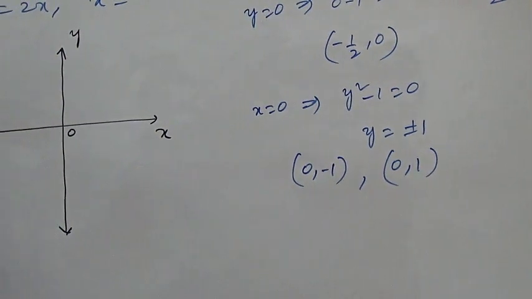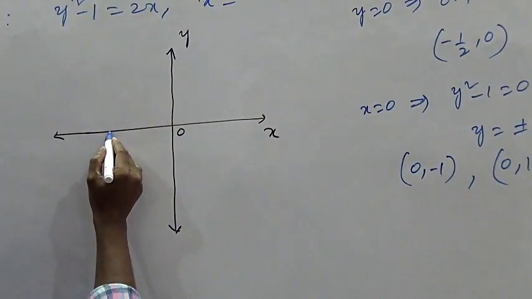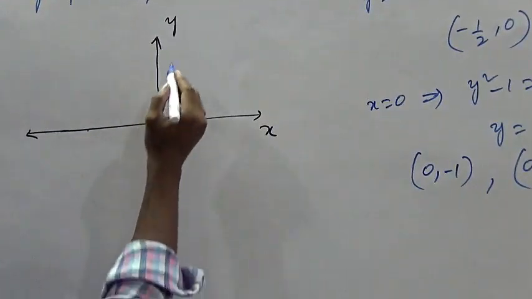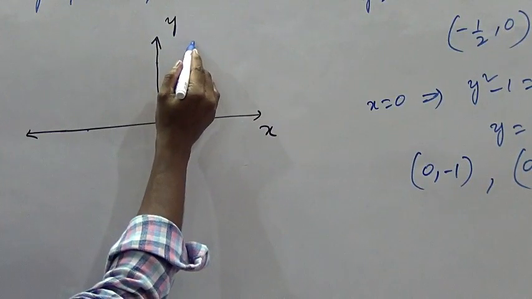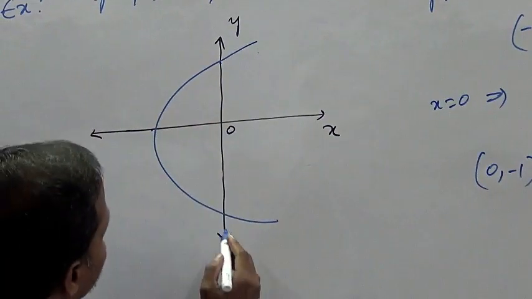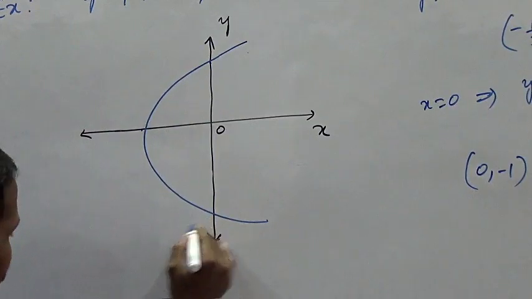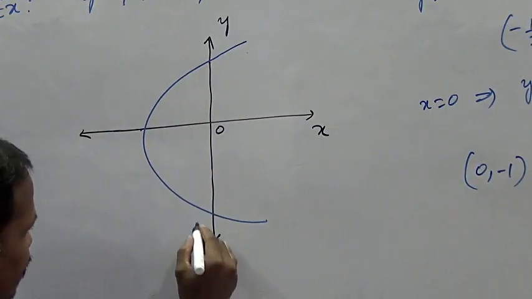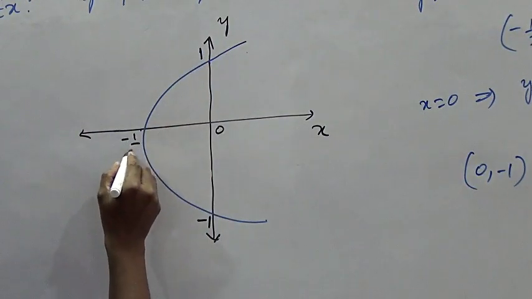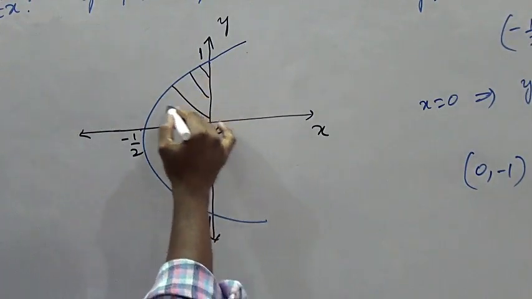Now draw the graph. The graph is like this. Just look, these two are similar actually. So this is minus 1, this is 1, this is minus 1 by 2. And now we have to find the area, this area.